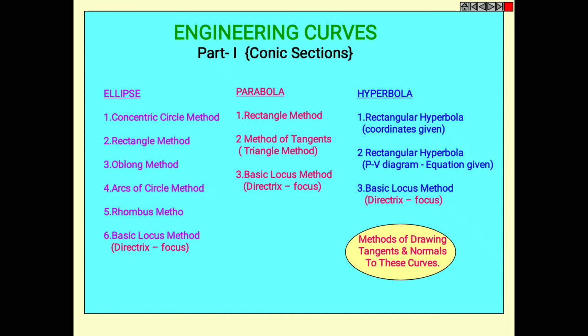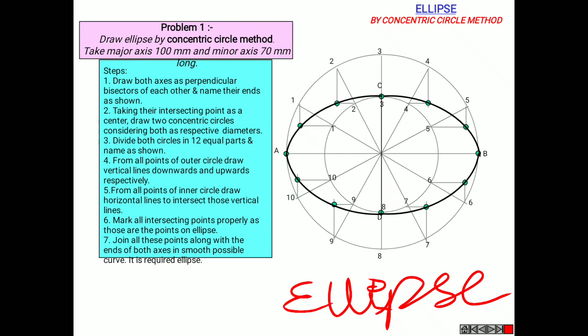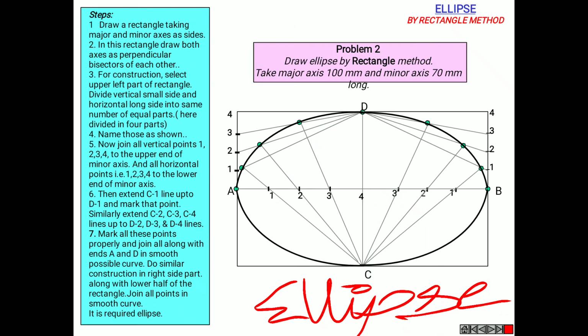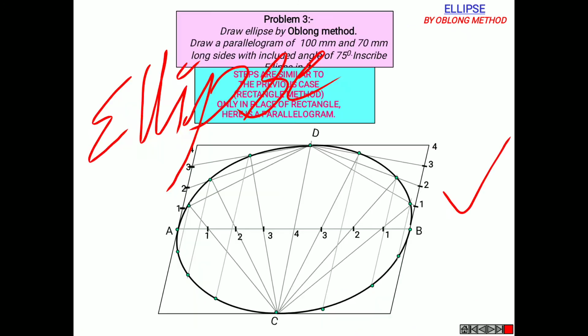So in this session we have seen about concentric circles method, rectangle method, and oblong method. Since we have less time, we have only 45 minutes duration, so we were able to complete only 3 methods, and we will see the rest 3 in the tomorrow's session. So we have seen ellipse by concentric circles method, ellipse by rectangle method, and ellipse by oblong method. So I hope you have got my point, and I have made it very easy for you, and I hope you have made the diagrams in your observation notes and further make it in your sheets.